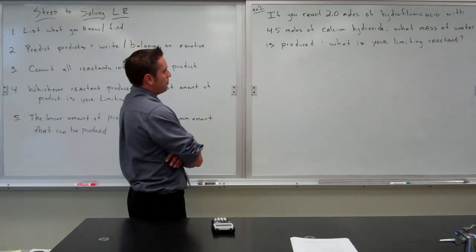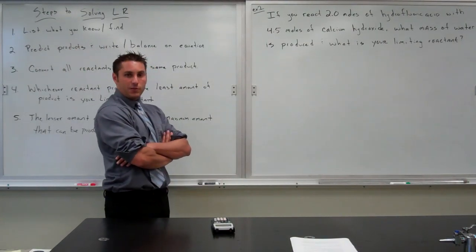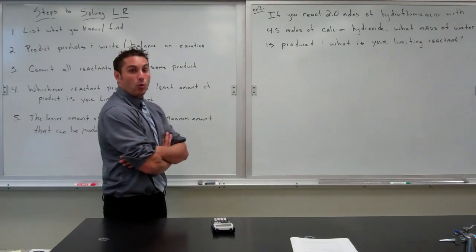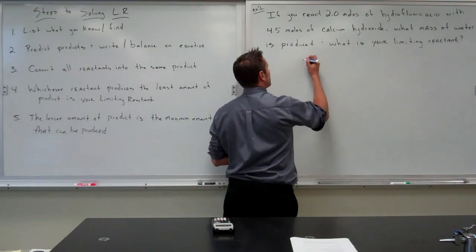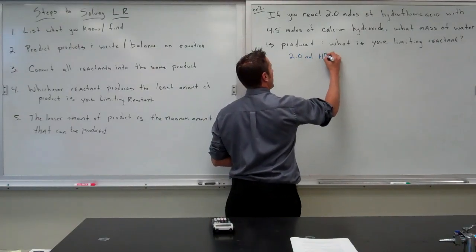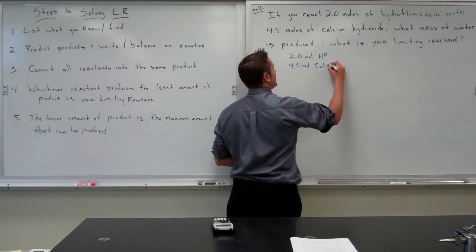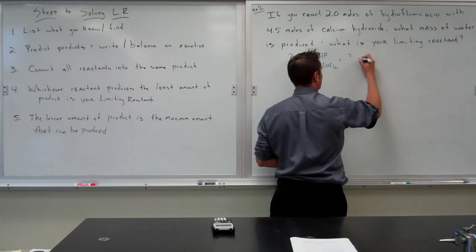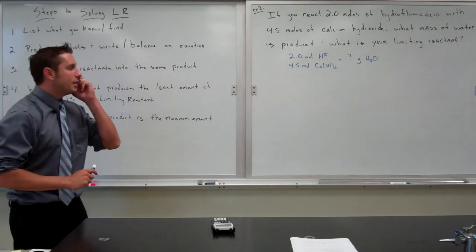First thing I'll always ask is, is it a percent yield problem? And the answer is no. Right? If it's not seeing percent signs or asking for the percentage, you know it's just either a regular stoic or a limiting reactant. Doesn't matter which, because you do the same sort of thing for both. First thing I do in both those types of problems is list what I know. I know I've got 2.0 mole of hydrofluoric acid, which is HF. I know I've got 4.5 mole of calcium hydroxide, CaOH2. I know that I'm looking for mass of water, and I also want to know what the limiting reactant is, but the product I want is the water.